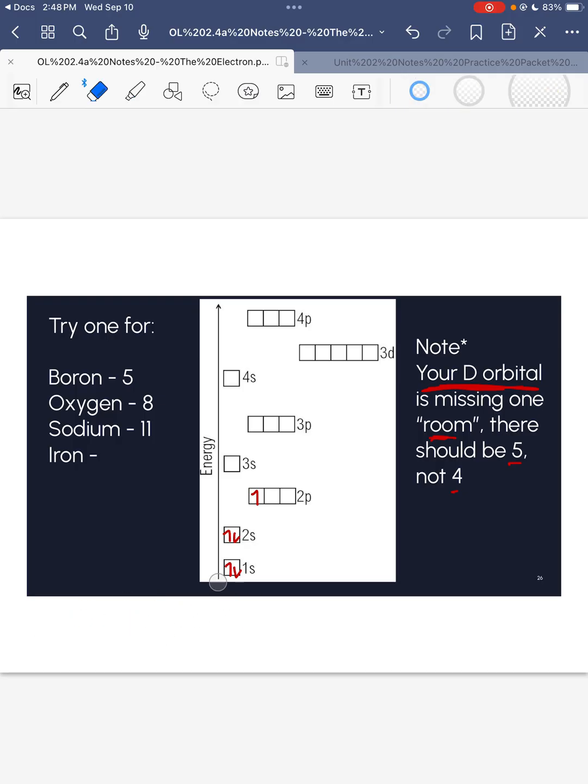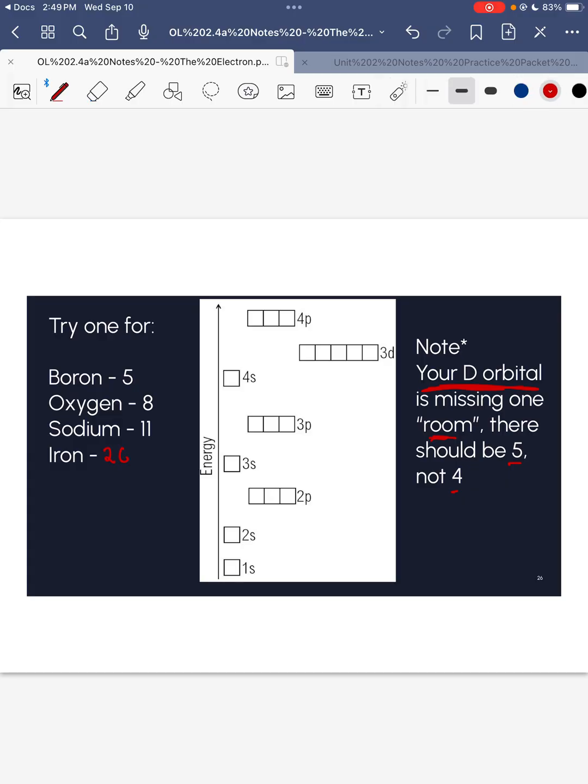Okay. Next, let's do oxygen, which has 8 electrons. 1, 2, 3, 4, 5, 6, 7, 8. If I were writing this thing's electron configuration, 1s2, 2s2, 2p4. Next, I'll skip ahead to iron, because that's a little bit more of a challenge for us.